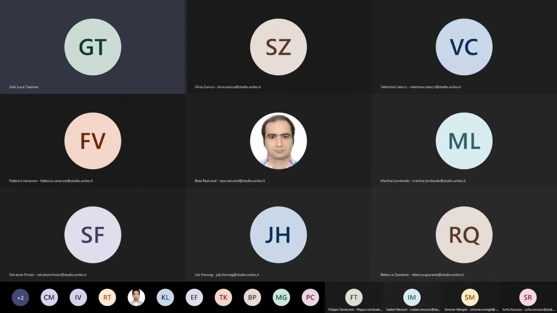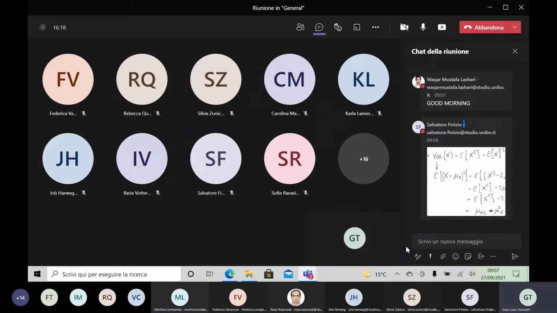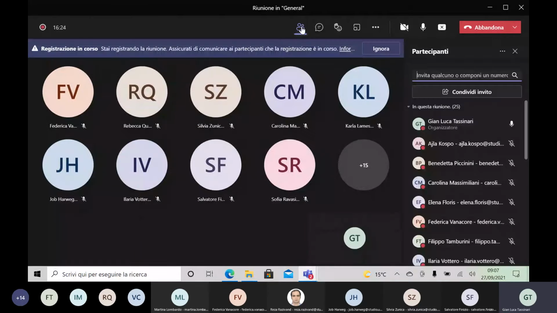Let me see the number because the other professors asked me how many students are present. So 25. Okay. No, let me go to the file.